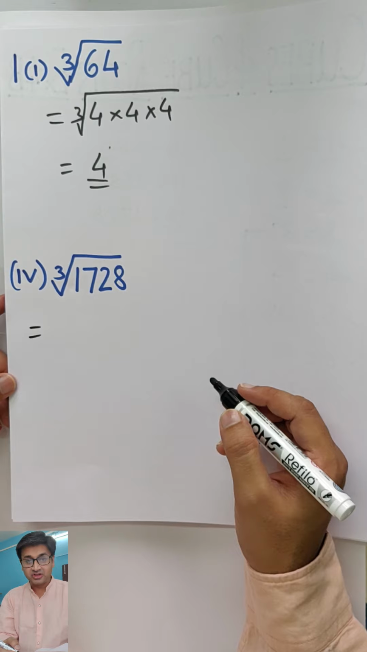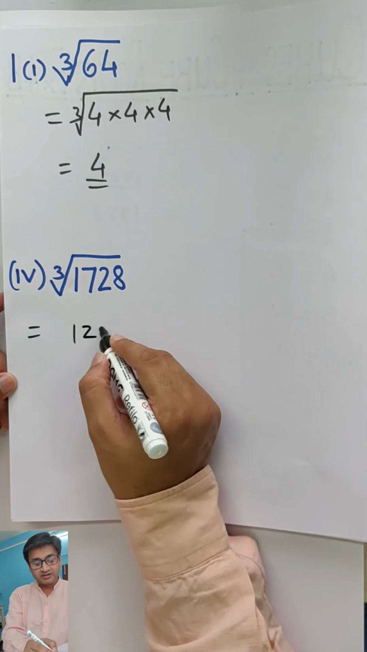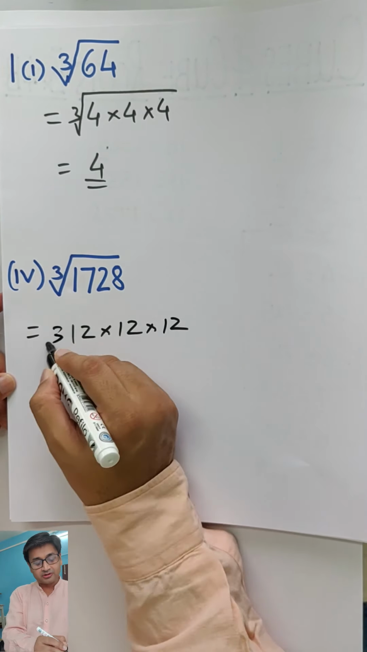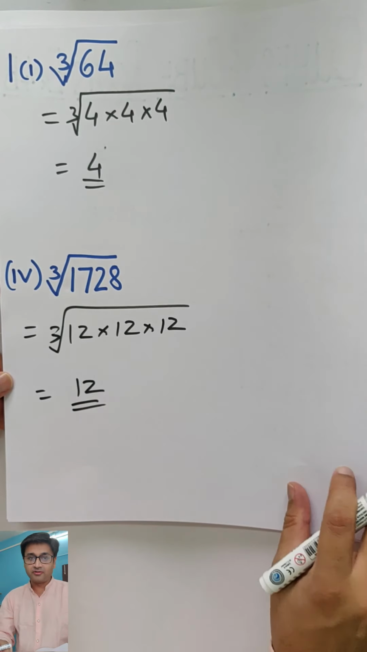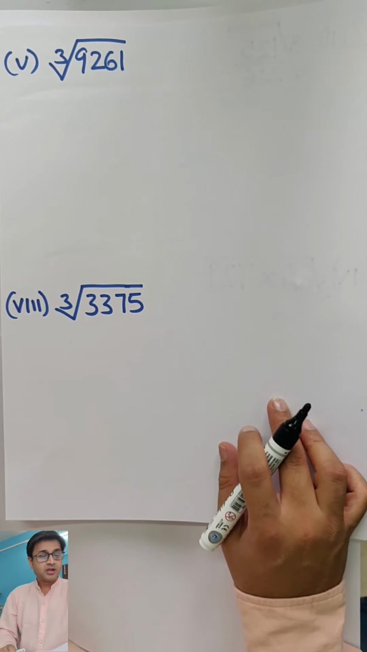1728. Do you know it directly? We just now did it. Superb. 12 is the answer. So 12 into 12 into 12, write cube root, write this one step at least and then say 12. Perfect. Let's go to the next one.